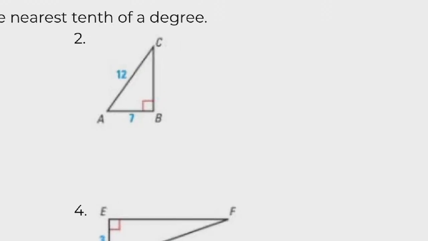Okay, number 2, this is our x, because that's what we're solving for. So x is going to equal, we have the adjacent side and the hypotenuse, so we are going to use cosine inverse. And the adjacent is 7, the hypotenuse is 12. So you're just going to plug that into your calculator and you'll get 54.3 degrees.